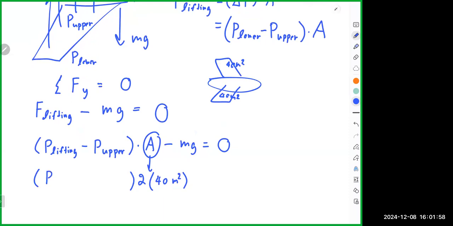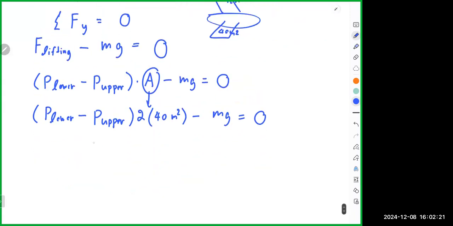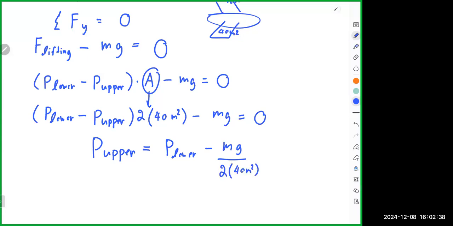Oh sorry, P lower, lower, lower. So here is P lower minus P upper, times area, minus mg, equal to 0. To find the upper, you just use algebra. You can get P upper equals P lower minus mg divided by 240 square meters.